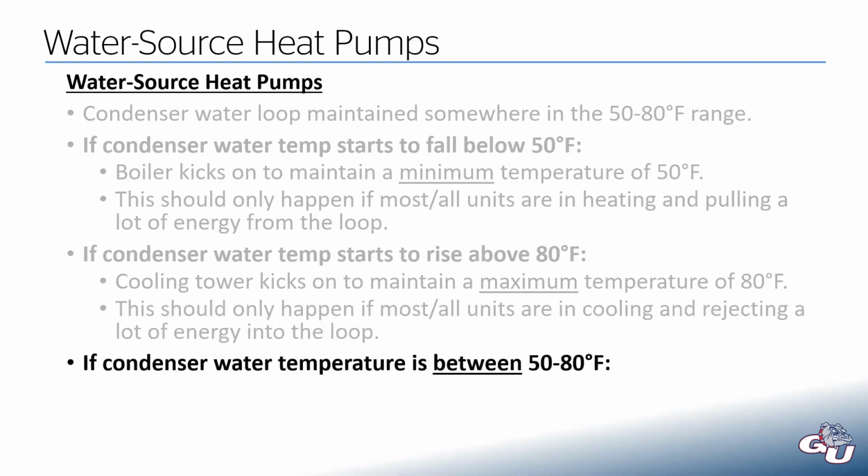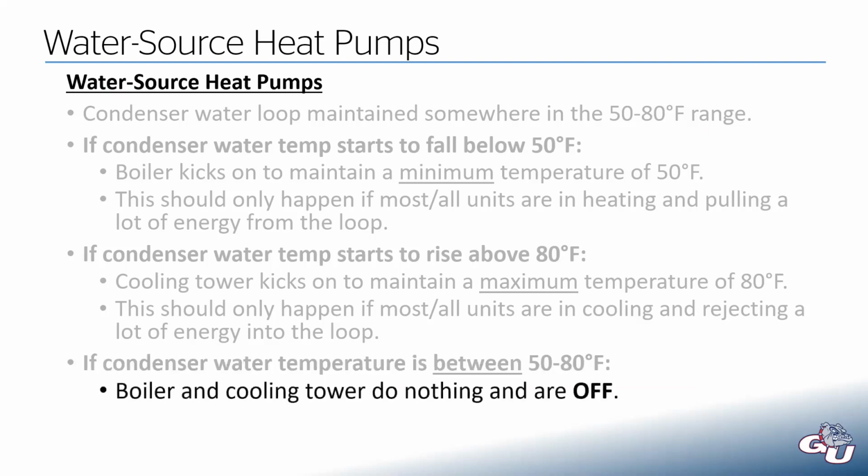And then the third scenario: what if our condenser water temperature is between our high limit and our low limit? So let's say it's just cruising at 65 degrees Fahrenheit. In that case, our boiler and our cooling tower don't need to do anything, and they are just going to remain off.